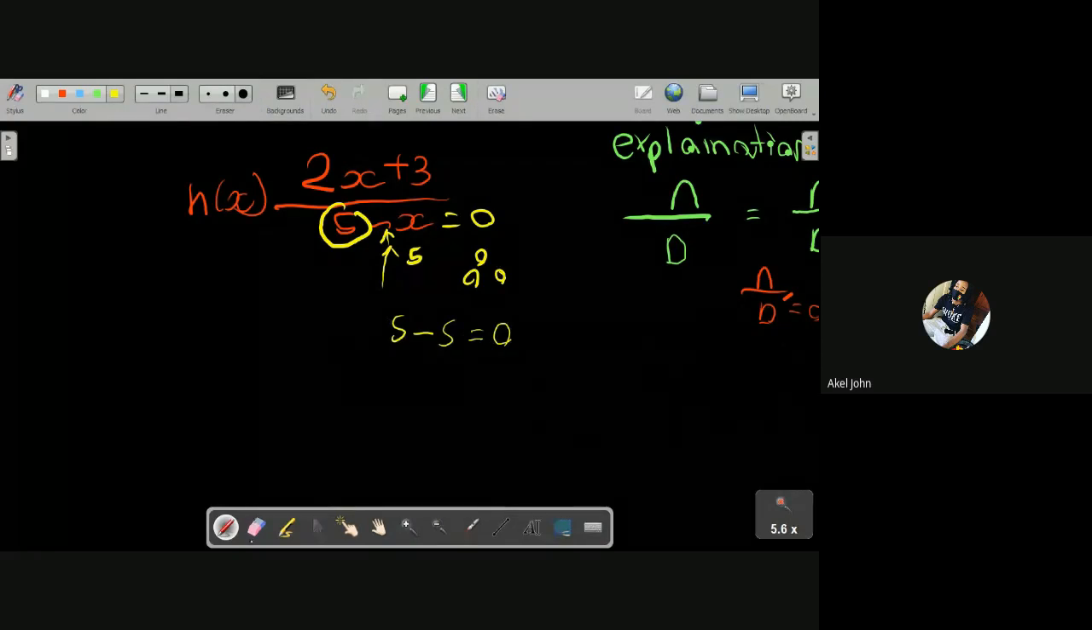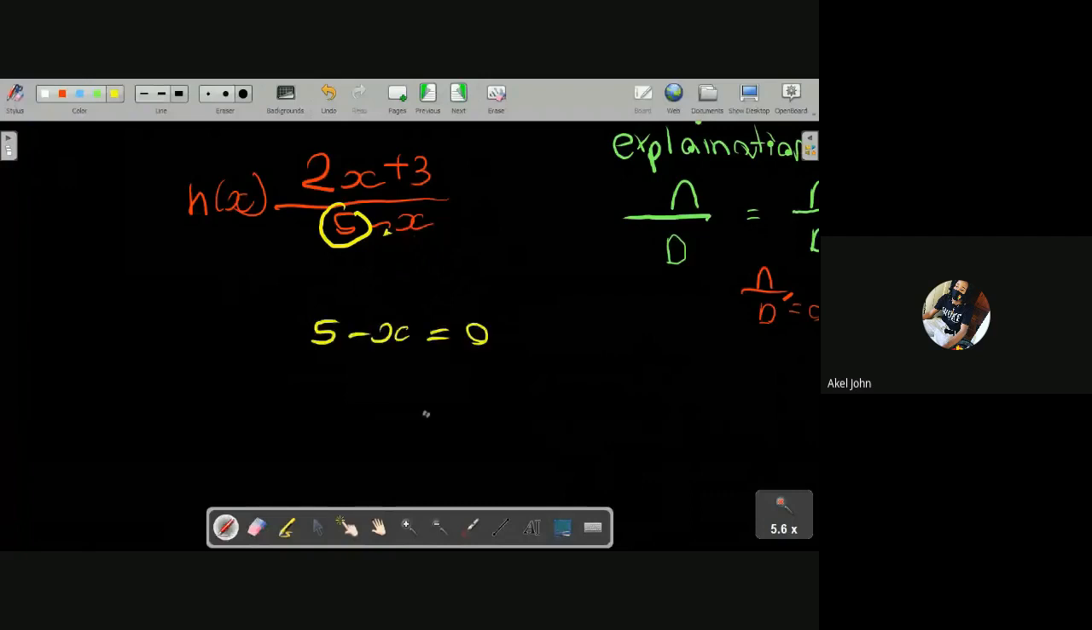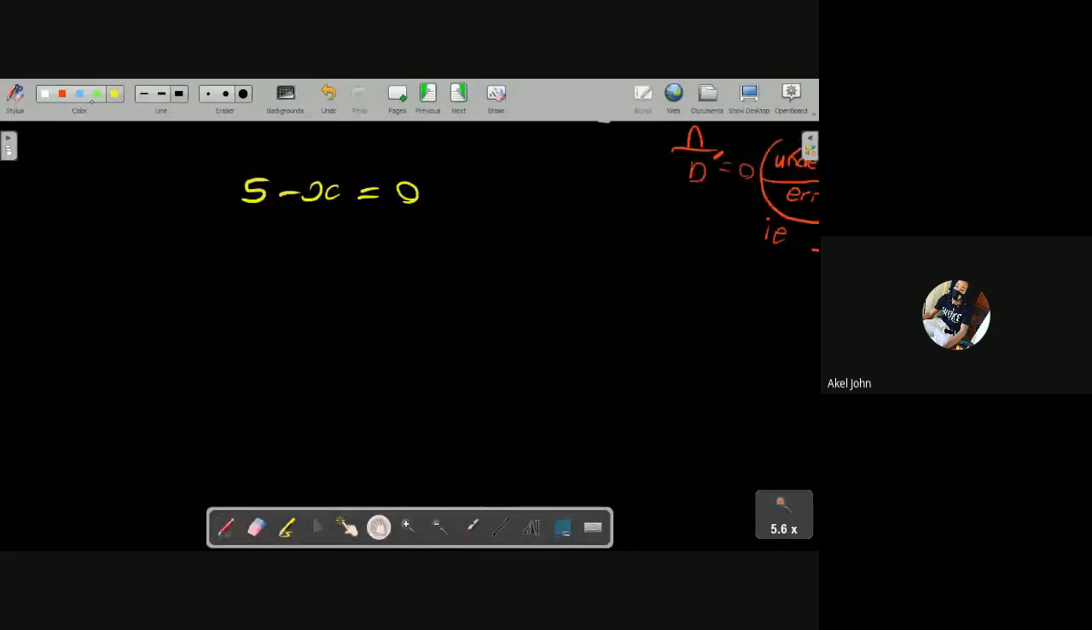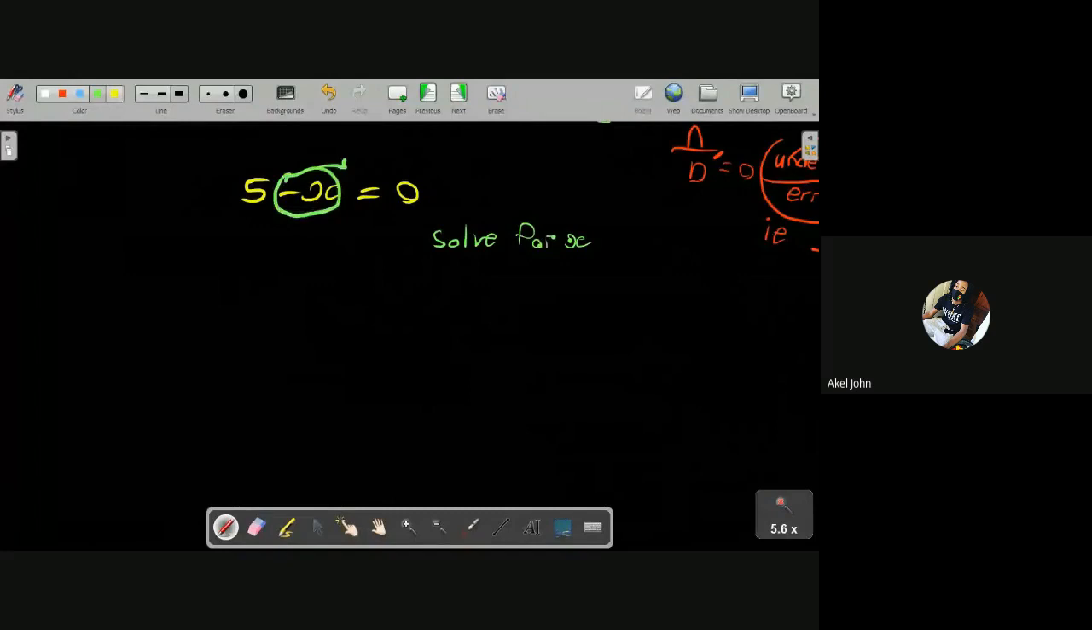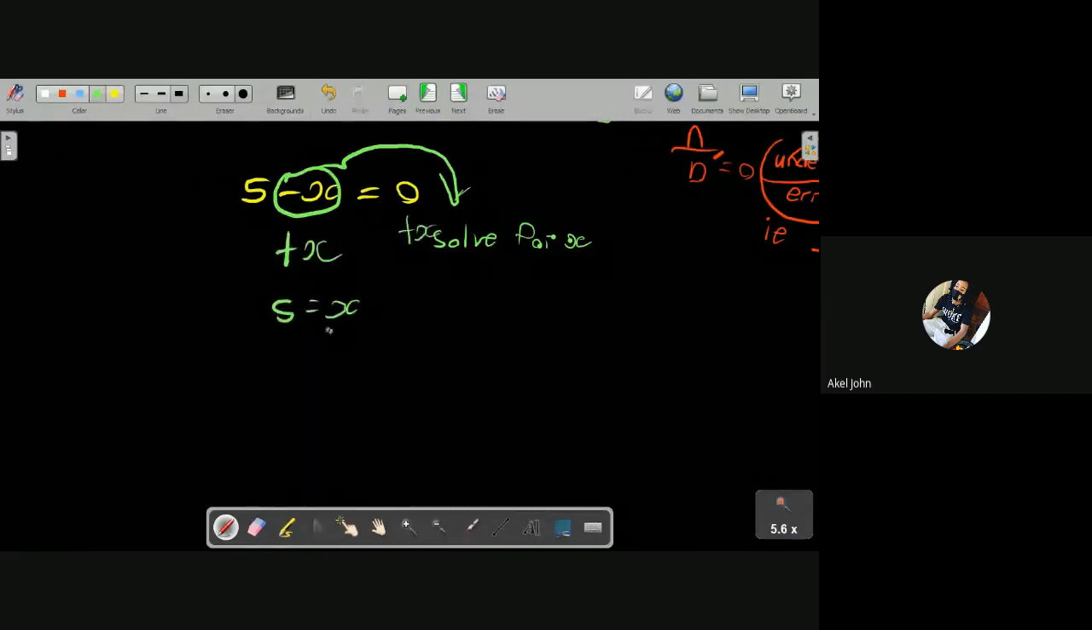But if you couldn't figure it out like that, then all you need to do is simply equate it. So taking the denominator portion, let's equal it to 0. And we're trying to solve for x. This is negative x. We could simply take this and bring it across over here, or another way you could look at it is just plus x on both sides. So that is 5 equal positive x. Therefore, x is equal to 5.